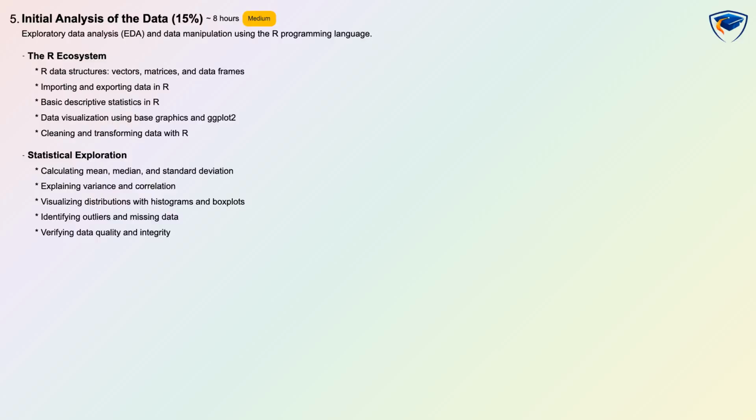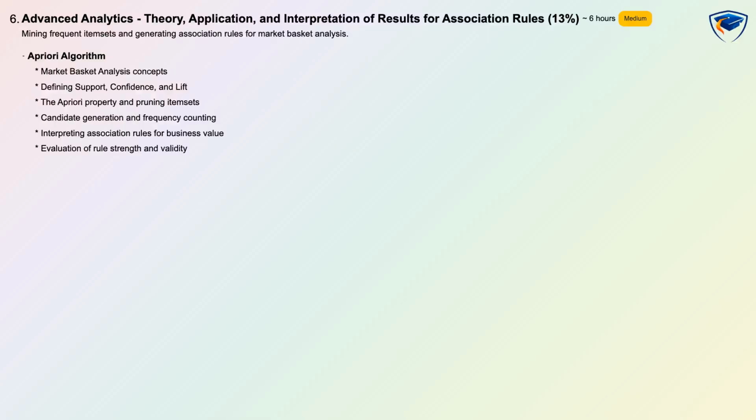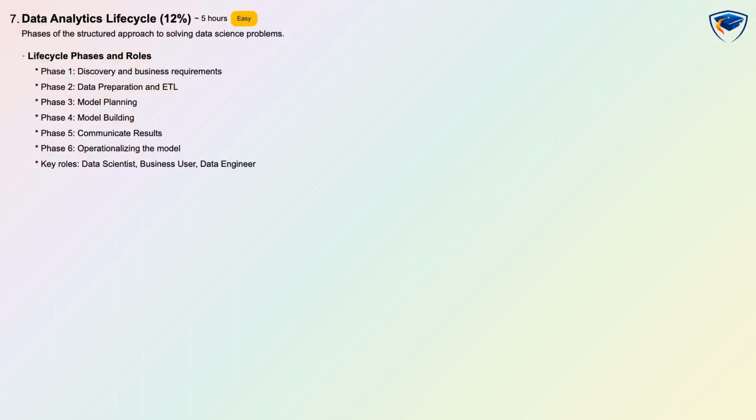Domain 6, Advanced Analytics, Theory, Application, and Interpretation of Results for Association Rules is all about mining frequent itemsets and generating association rules for market basket analysis. You'll learn about the Apriori algorithm, market basket analysis concepts, defining support, confidence, and lift, the Apriori property and pruning itemsets, candidate generation and frequency counting, interpreting association rules for business value, and evaluation of rule strength and validity.